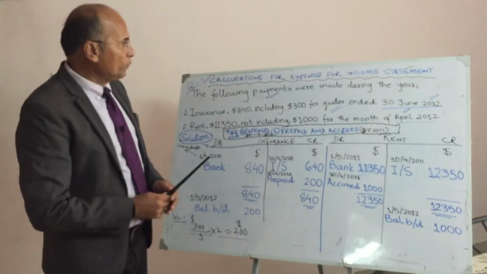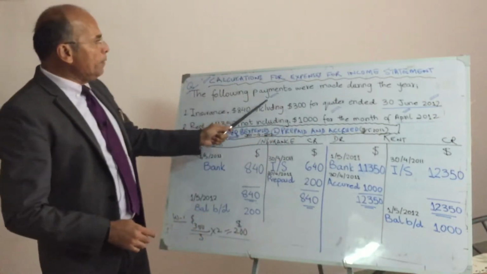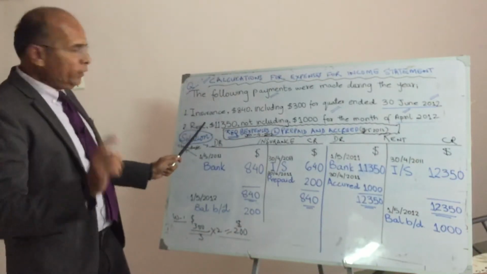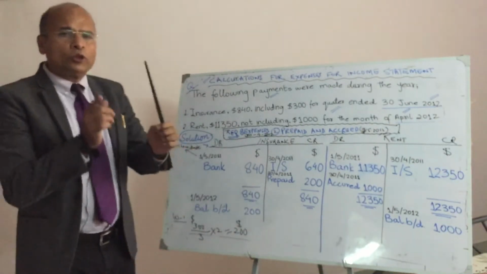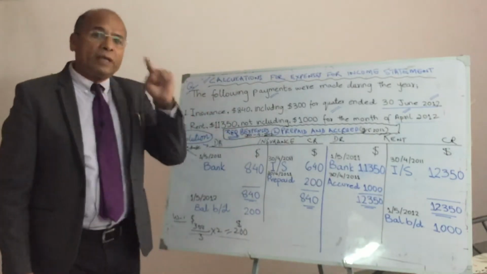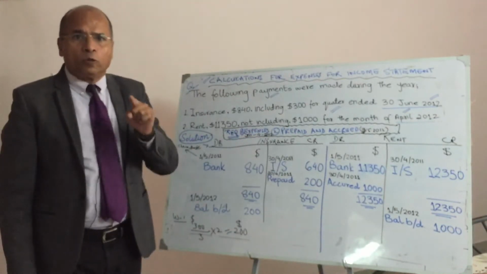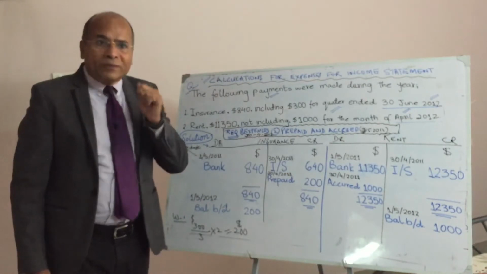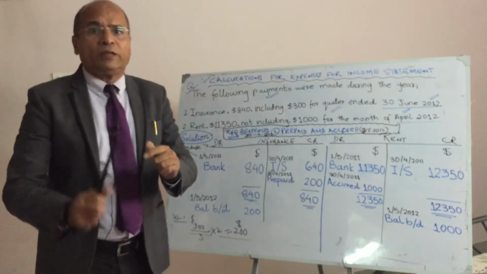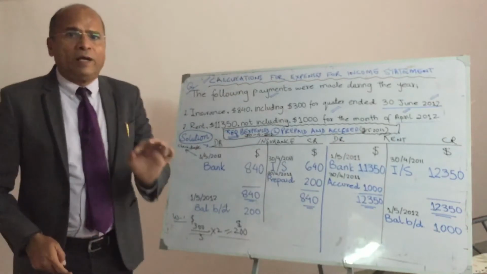So we continue. Here in this question, he says the following payments were made during the year. Number one, insurance 840. It means during the year, sometime you made the payment. Now the question arises: at what time did you make the payment? You can see the source document. The source documents are those documents which tell you the reality of the transaction, when the transaction has occurred. So the cheque will tell you at what point of time you made the payment.